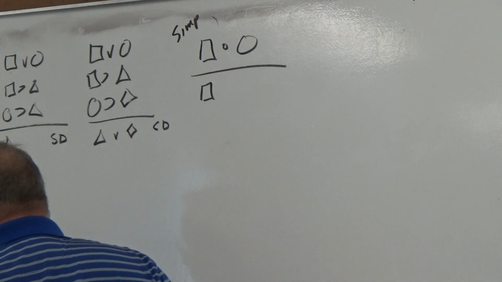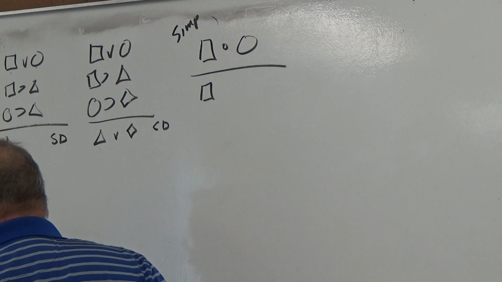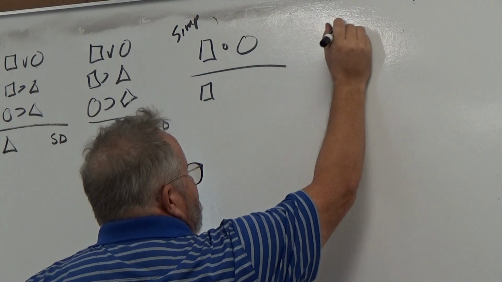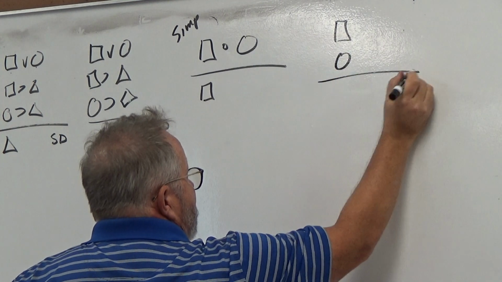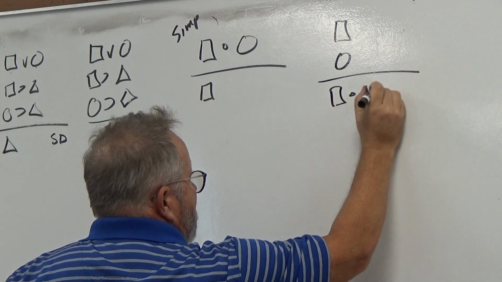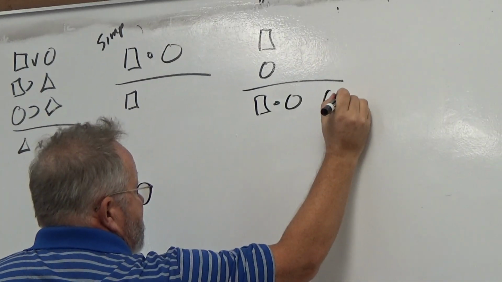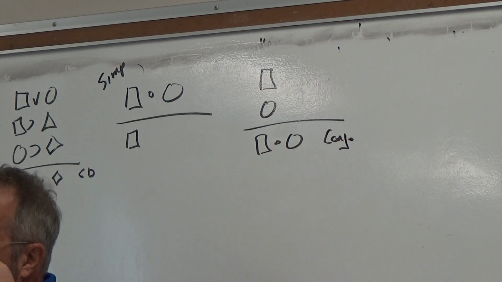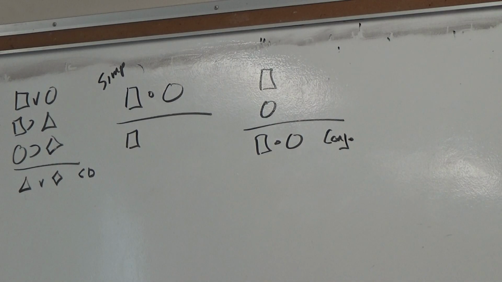And so, simplification, conjunction. If you have a box and you have a circle, you can put those together as box and circle. This is conjunction. When you're making it, it's only a conjunction, right?